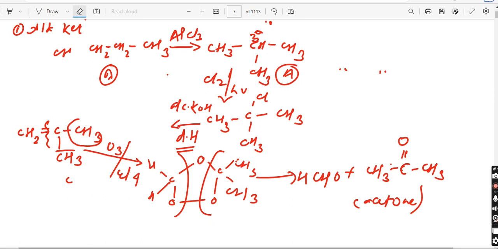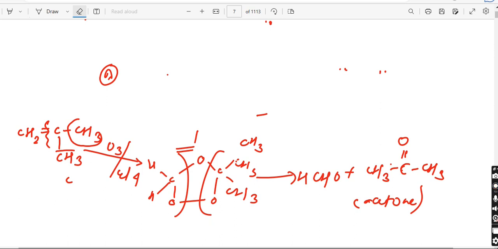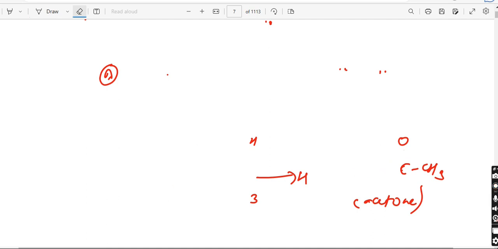So now we'll be learning how to convert alkane into carboxylic acid. Up to here you are clear, right? How to prepare aldehyde and ketone. So now we'll try to prepare carboxylic acid. What are we going to prepare now? Carboxylic acid, right?